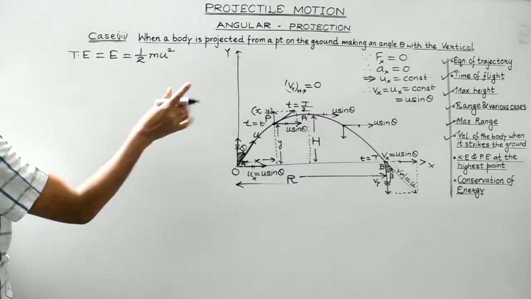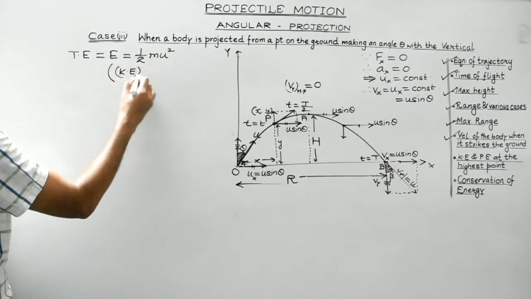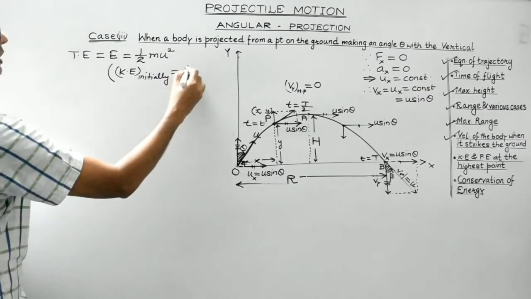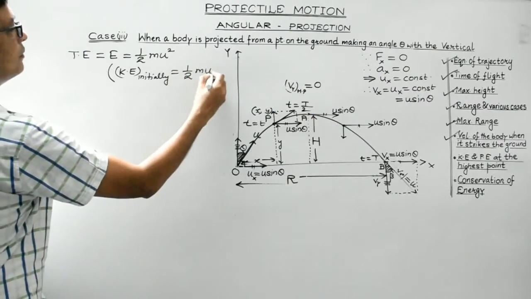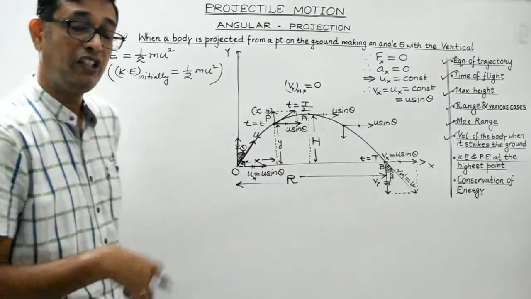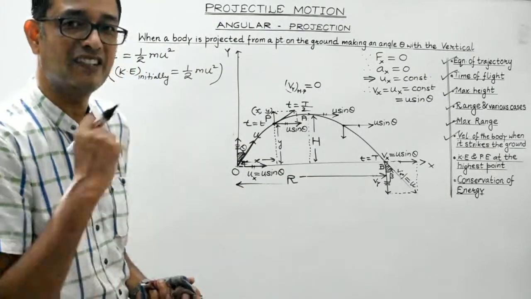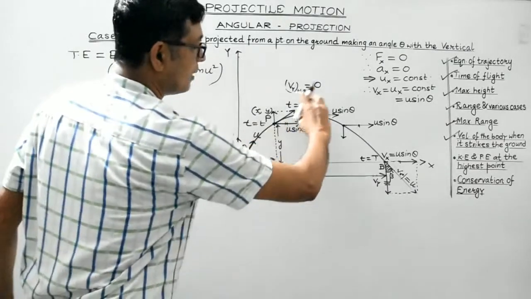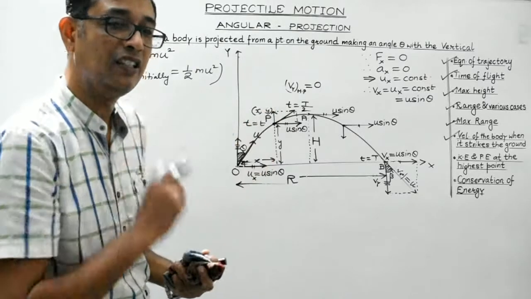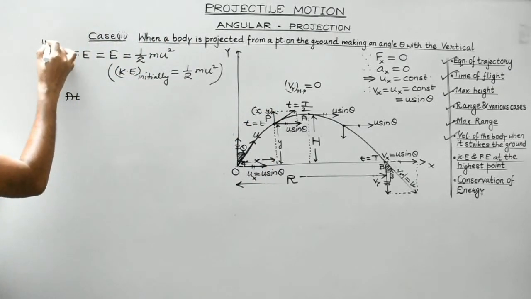So initially, kinetic energy would be equal to half m u square, and initially potential energy is 0. So initially when the body is projected, the entire energy would be kinetic, right? Now as it moves upward, its kinetic energy will keep on decreasing and potential energy will keep on increasing at the highest point.